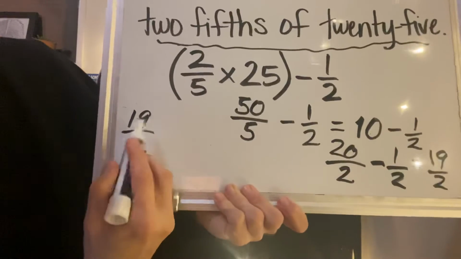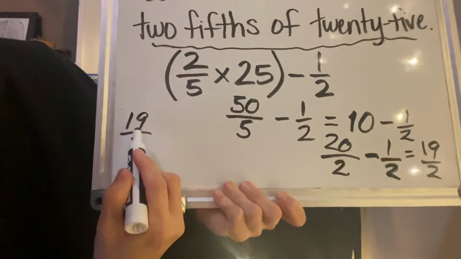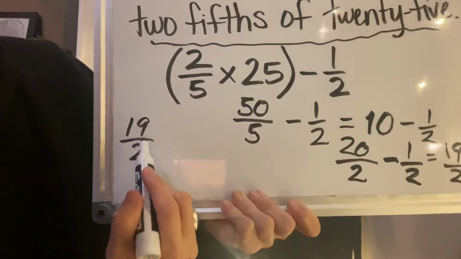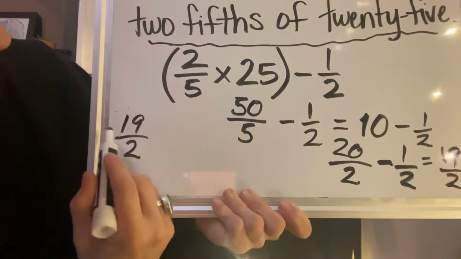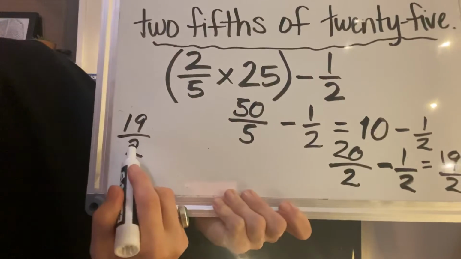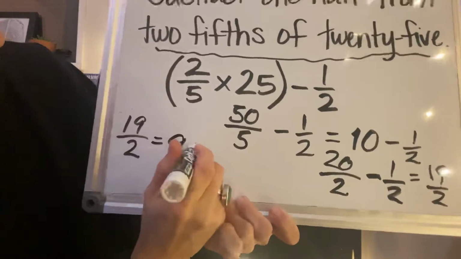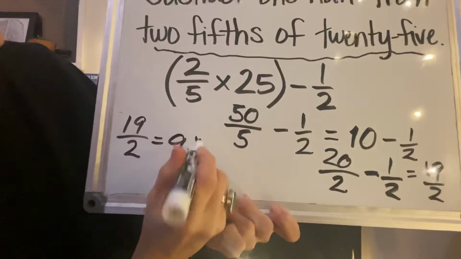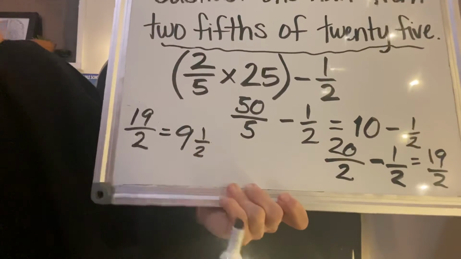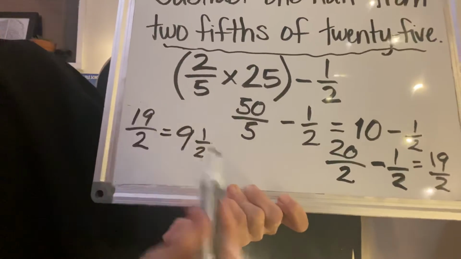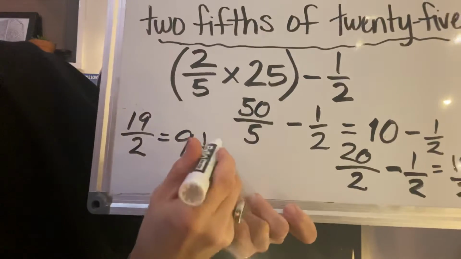Well, that's an odd number. So what's just below it? What's 18 divided by 2? 18 divided by 2 is 9, even. Okay, cool. So 19 divided by 2 is going to be 9 with 1 left over. So it's going to be 9 and a half. Because if it was 18, it'd be a perfect 9, but it's 19. If it was 20, it'd be a perfect 10, but it's not. It's 19. So 19 divided by 2 is 9 and a half.